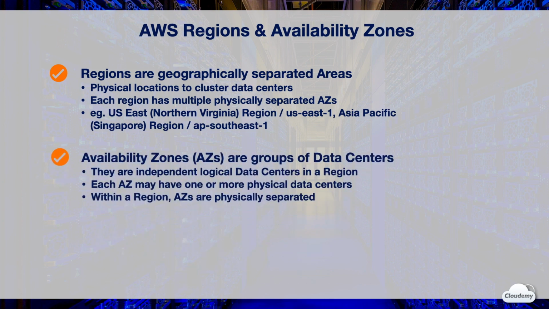Within a region, these AZs are physically separated data centers with redundant power, networking, and connectivity. So each AZ is a logical group of data centers which can be one or more physical data centers. They can be in separate buildings or locations. They are built with redundancies. There is high throughput, low latency networking between these AZs in a region. All traffic between these AZs is encrypted.